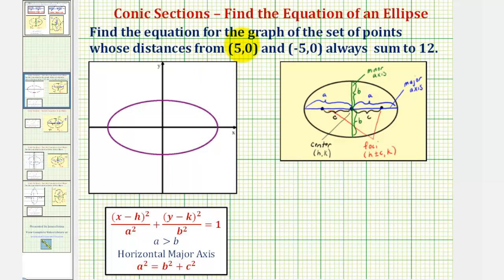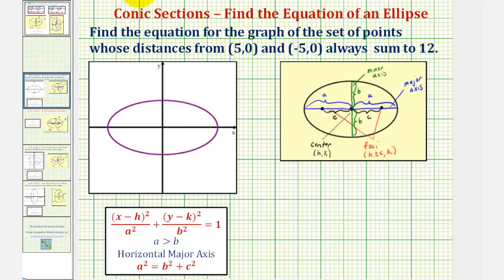We want to find the equation for the graph of the set of points whose distances from (5, 0) and (-5, 0) always sum to 12. So by definition, this means our graph will be an ellipse, and (5, 0) and (-5, 0), which are along the x-axis, are the two foci, and therefore we have a horizontal major axis.